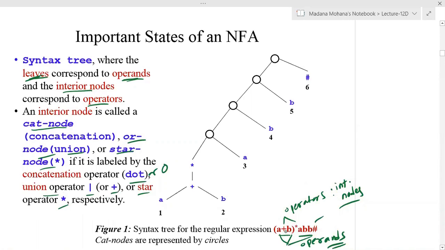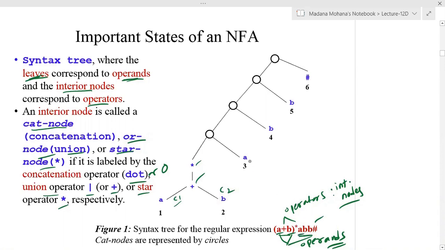First, within the parenthesis, the expression is a plus b. So plus is the operator that you can represent as an interior node. Left child is a, right child is b. This is child 1, then child 2, left child, right child. Then that is concatenated with star. Closure means here you can take star. Then that is concatenated with the symbol a.